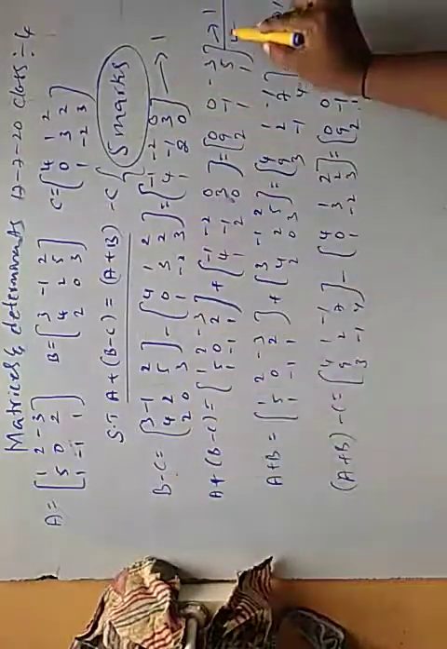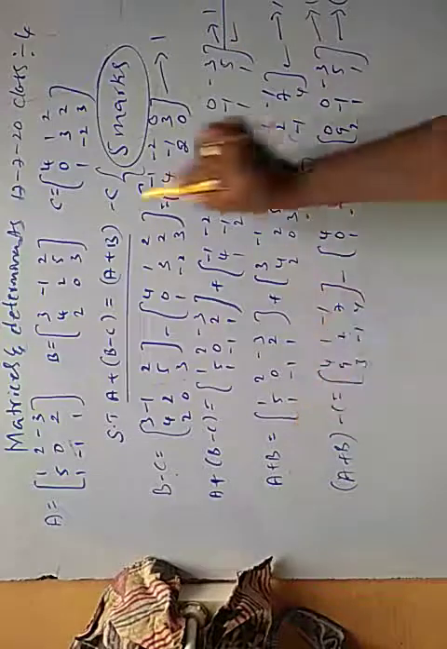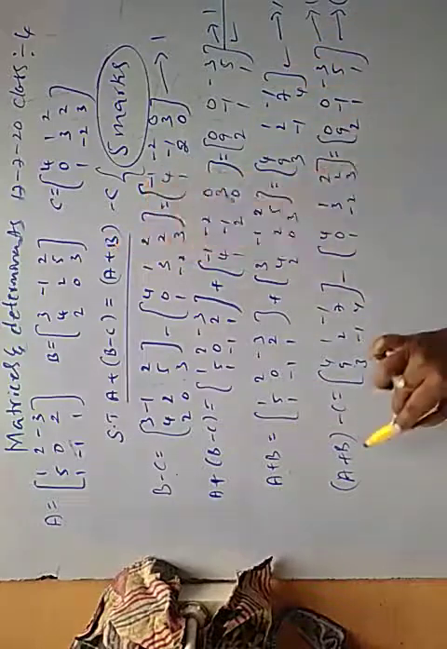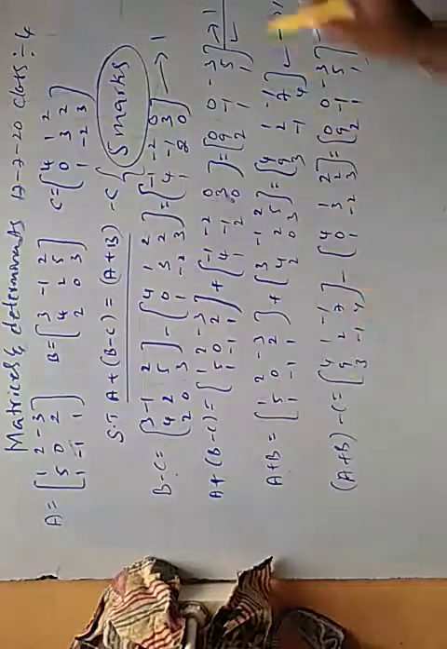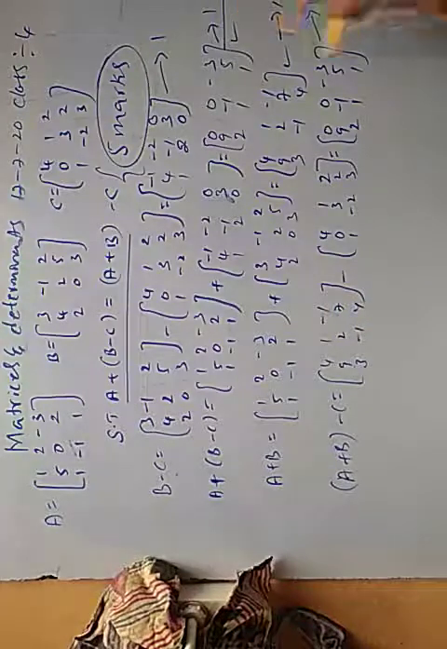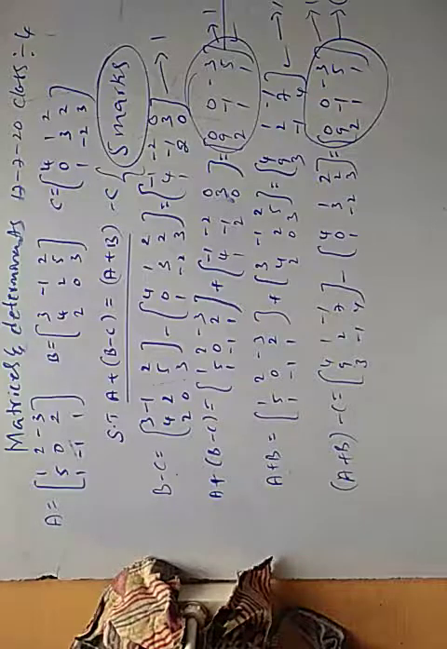For finding B minus C, 1 mark. For finding A plus (B minus C), LHS, 1 mark. For finding A plus B, RHS first term, 1 mark. For finding (A plus B) minus C, 1 mark. LHS and RHS are the same. Please observe. 1, 1, 1, 1, 4 marks.